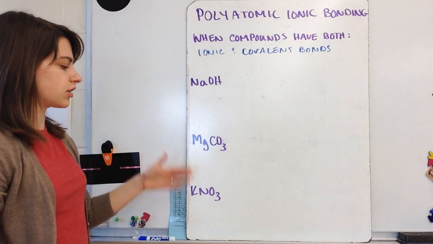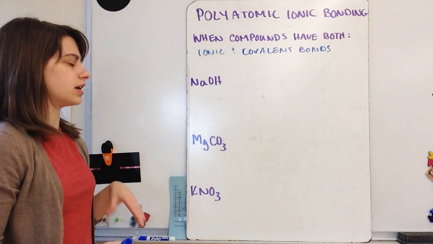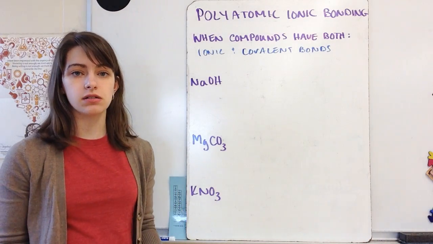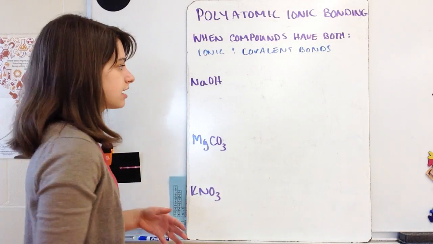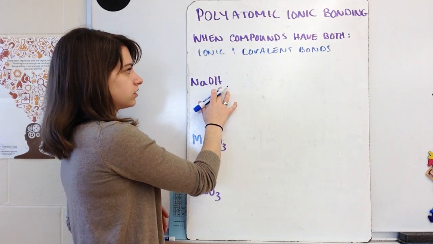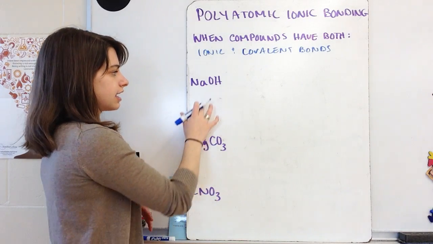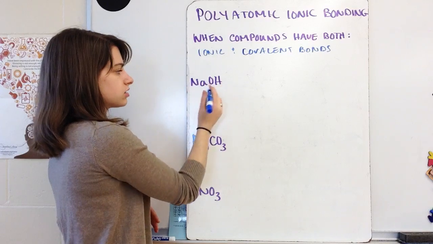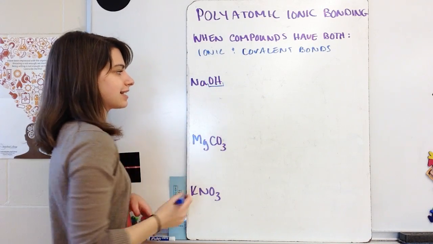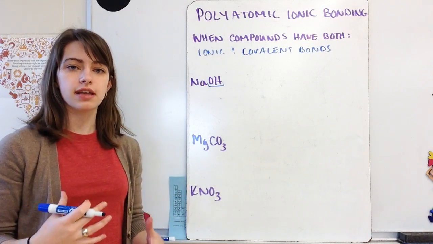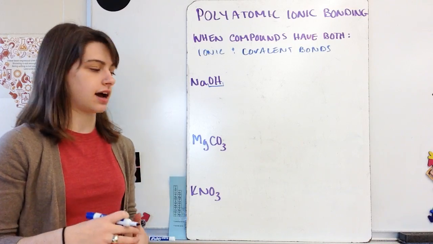And we can see this in our 3 examples. So our first example is NaOH. So it has a metal. That means it has to be an ionic bond. However, it has 2 nonmetals. So that tells us that this right here, this OH, is going to be a polyatomic ion. So there are covalent bonds within that ion.